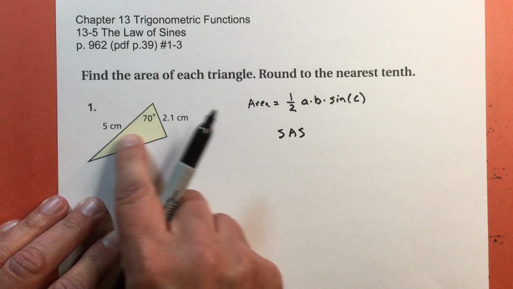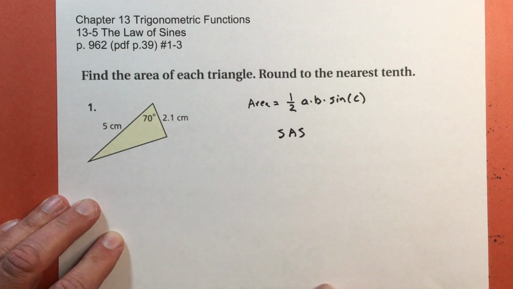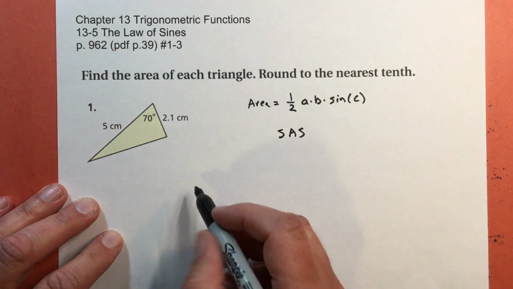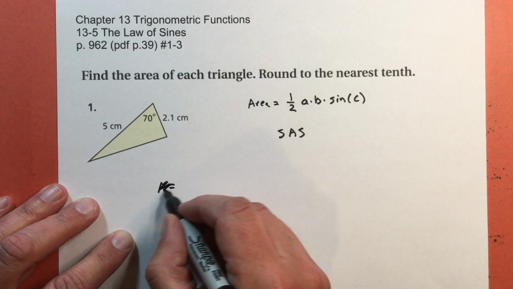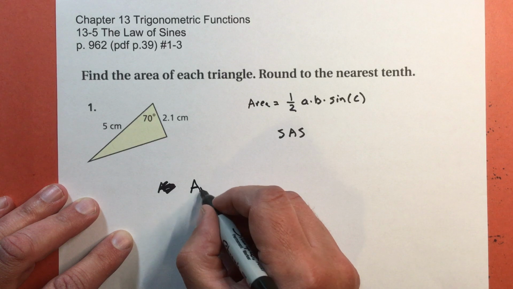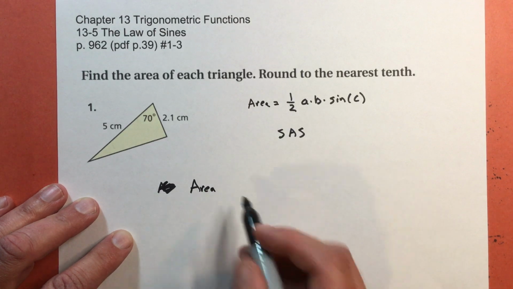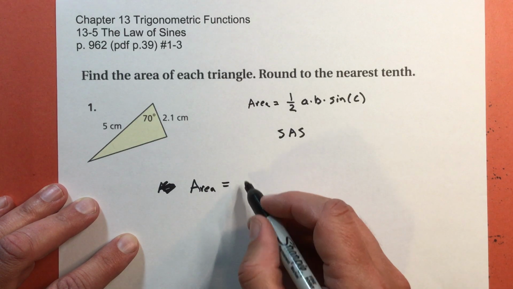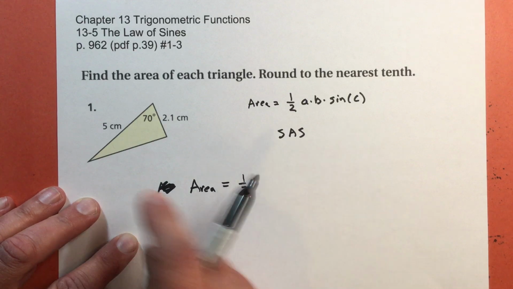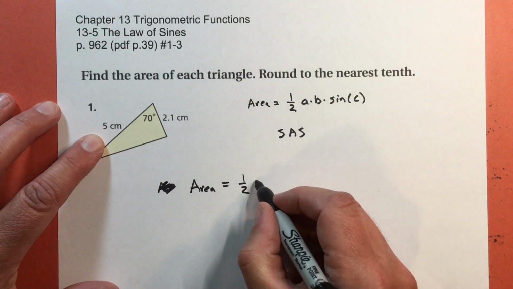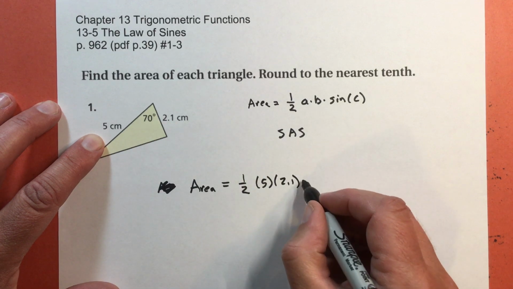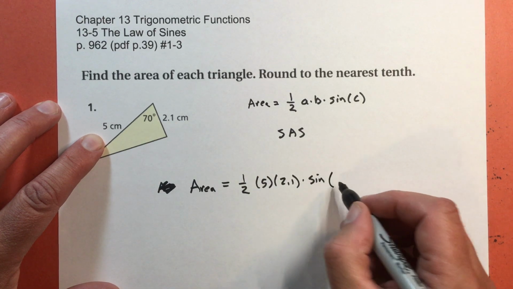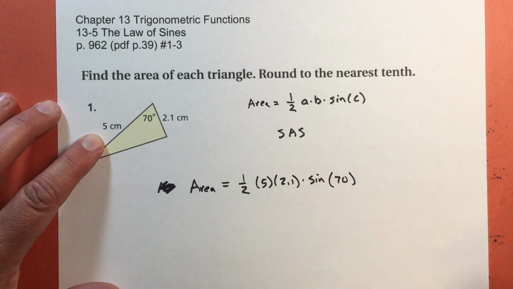I've got the side, another side, and the angle between them. So those are my two sides. So to find the area of number 1, and actually don't do what I just did, write it like this, area, because you're going to confuse it with angle A. The area is going to be 1/2 of the length of the side, 5, times that one, 2.1, times the sine of the angle between them, 70 degrees.